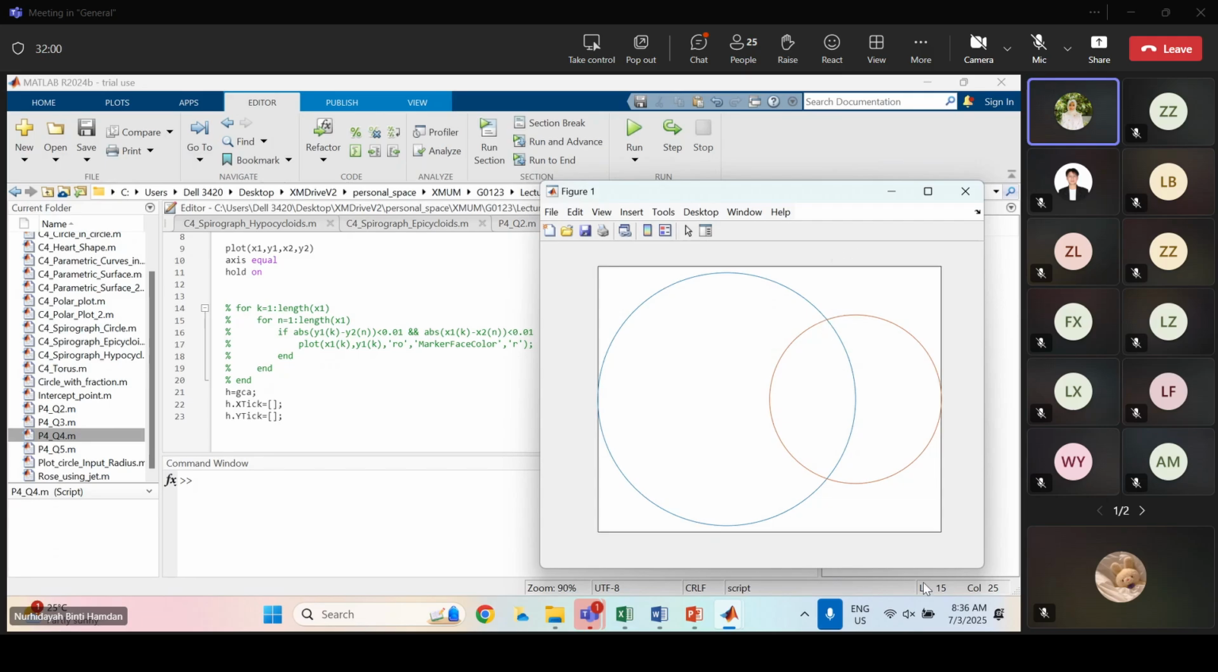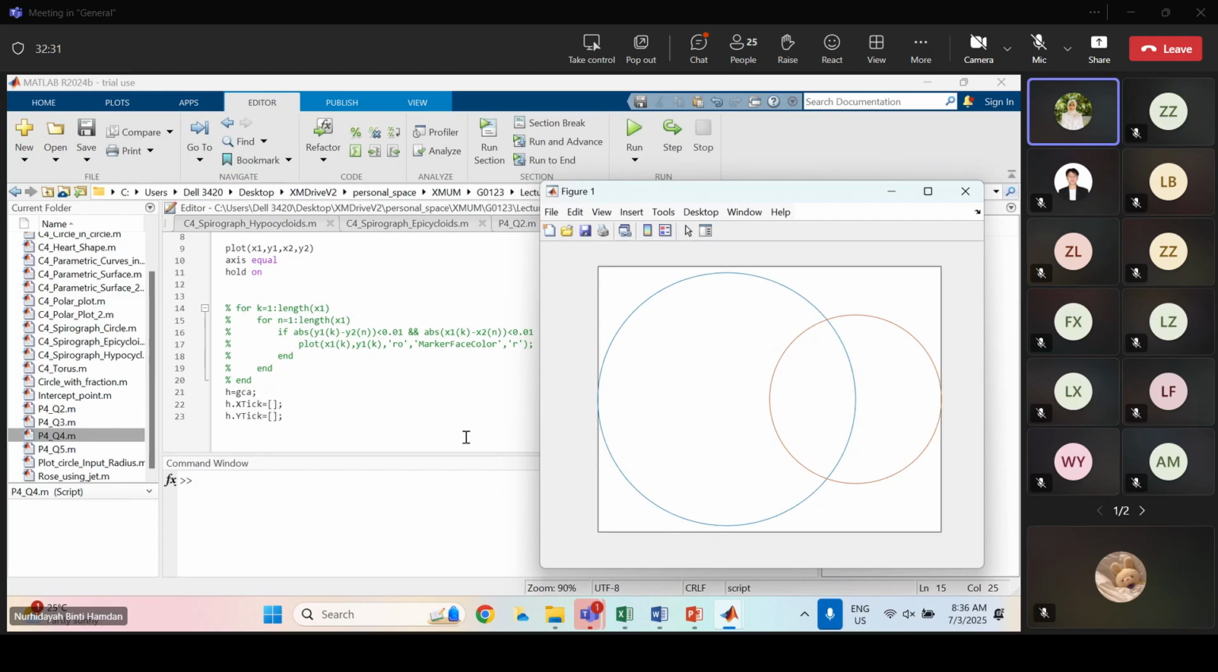So we know that if this is an intersection, the difference in x and y will be 0. But in MATLAB, you cannot put it equal to 0, so we put it less than 0.01. You can put a smaller value than that, 0.0001, something like that. You have to put a value because it is a true or false in a looping statement.